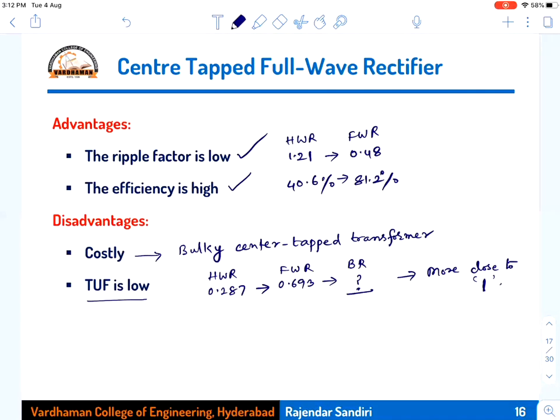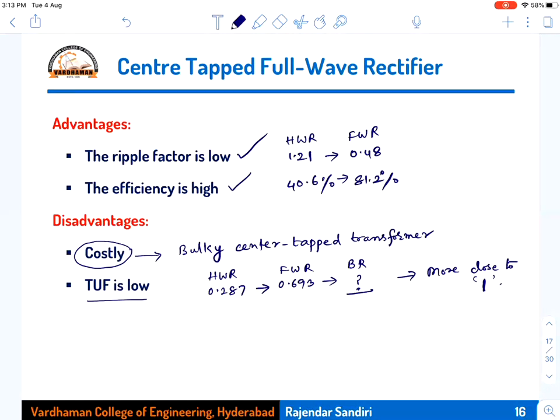Now, to avoid these things, this is costly, right, because it is using a bulky center tap transformer. The same full wave rectifier operation we can get by using a normal step down transformer without center tapping, but we have to use 2 more diodes. We have used only 2 diodes in this circuit.